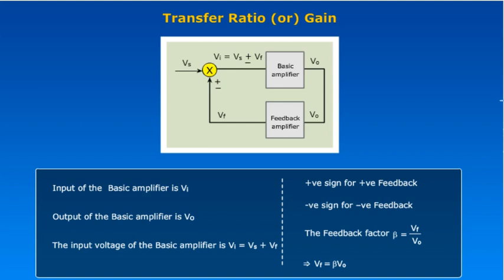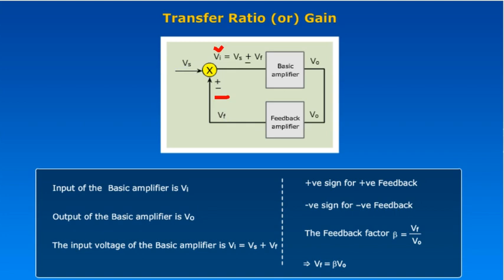In this case, if you observe, the feedback signal is represented with a plus or minus. The basic amplifier input is Vi, so Vi is equal to the signal source Vs plus or minus the feedback signal Vf.